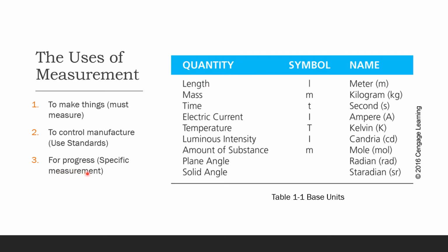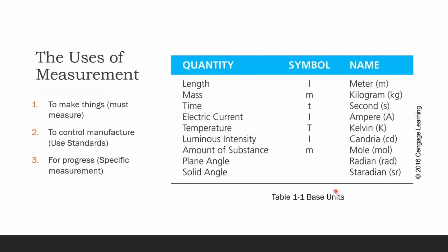And the last one is for progress. It's kind of like keeping records of our measurements so you can use them in the current time and modify, update, or make them better. Improve these parts or measurements for the future. So that's for progress. We always go back and consult the historic measurements. So the uses of measurement are to make things, to control the manufacture, and for progress.